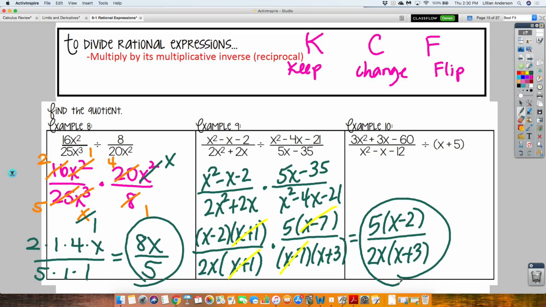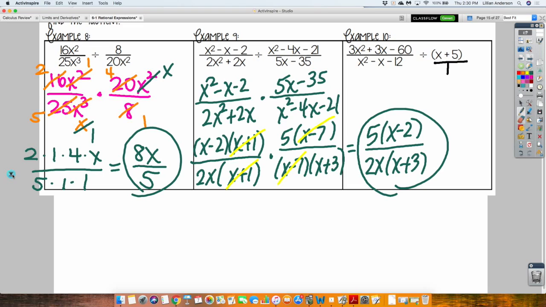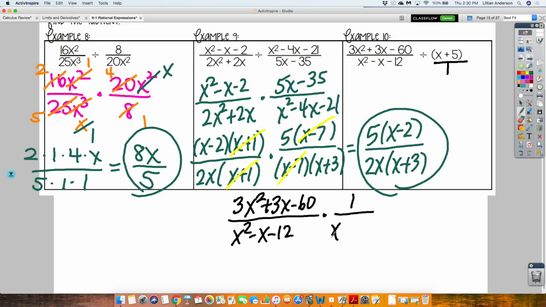And now for example 10. I need to keep, change, flip this. Remember, x plus 5 is the same thing as saying x plus 5 over 1. So when I flip it, it's going to become 1 over x plus 5. So keep, change, flip.